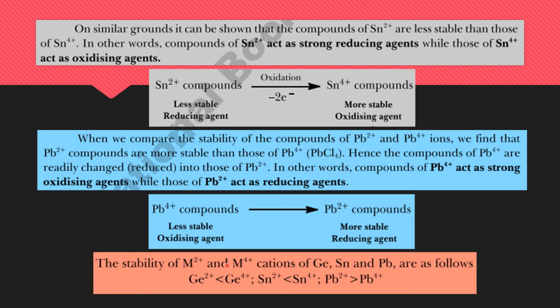So the stability of the M+2 and M+4 compounds of germanium, tin and lead is such that germanium and tin +2 oxidation state compounds are less stable as compared to the +4 oxidation state compounds, while in the case of lead, the compounds in which lead has the +2 oxidation state are more stable as compared to the lead +4 oxidation state compounds.